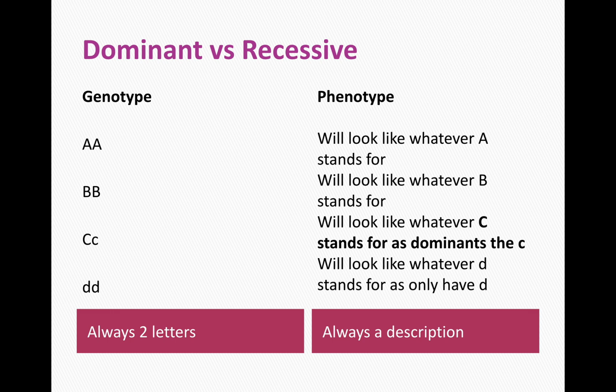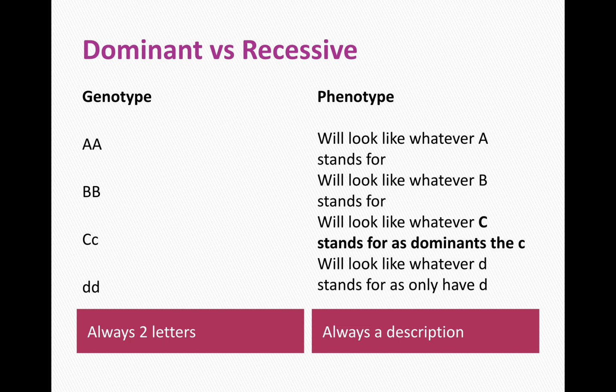Now the next one has one of each. It has a capital and a lowercase. But remember the capital dominates, so that person will look like whatever the capital C stands for. The last one only has small letters, so that's easy again. They don't have a dominant, so they'll look like whatever the small d stands for, as they only have small d.